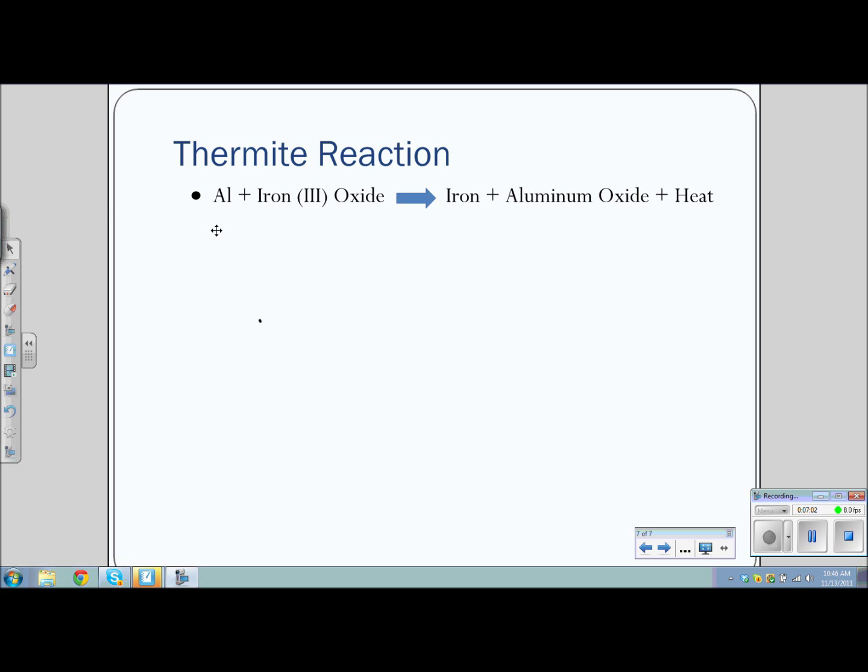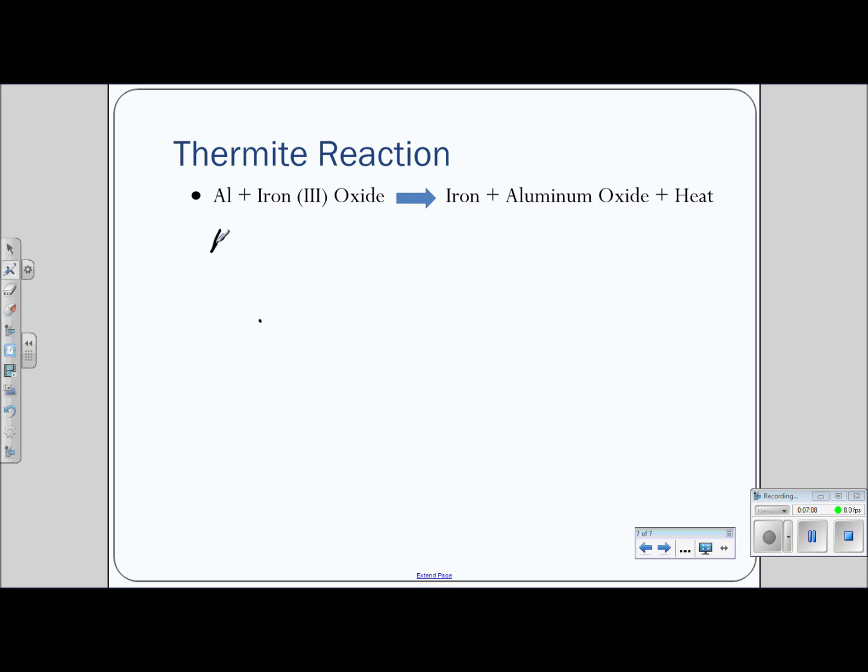The reaction is aluminum plus iron 3 oxide yields iron plus aluminum oxide plus heat.